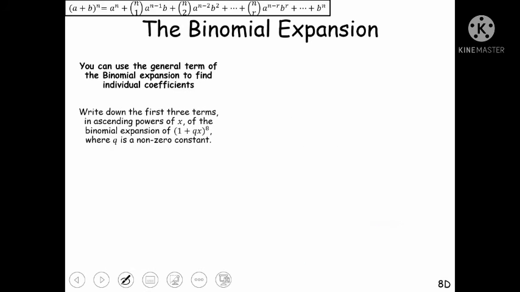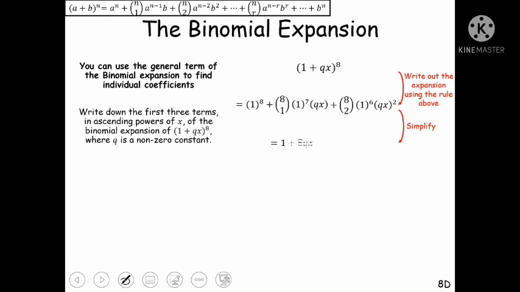So another one then. Write down the first 3 terms in ascending powers of x of the binomial expansion of 1 plus qx all to the power of 8, where q is a non-zero constant. If we write out the expansion with the rule directly above, at the top of your screen, we can expand that out nicely, and I get 1 plus 8qx plus 28q squared x squared.